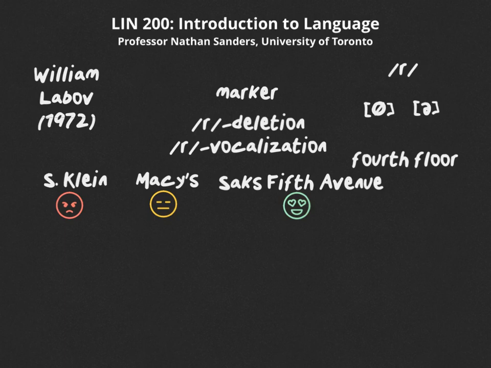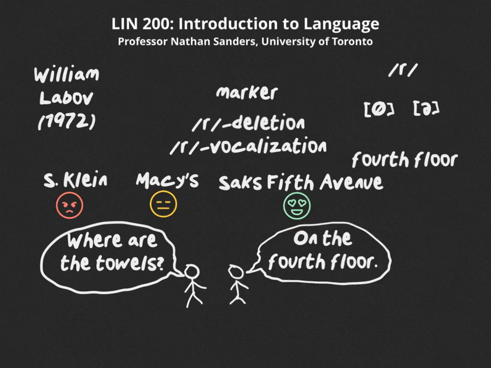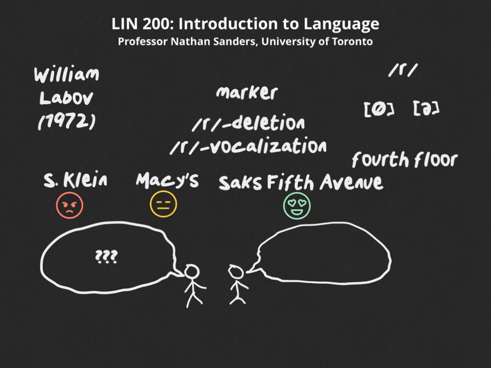For example, he might ask, "Where are the towels?" And then he would get the response, "On the fourth floor," which might be pronounced by some workers as "on the fawth floah." He would then follow up by pretending not to have heard or understood them, getting them to repeat what they said. But sometimes the response would be different. They might have said "on the fawth floah" the first time, but then when asked to repeat would say "on the fourth floor," more carefully, more emphatically.